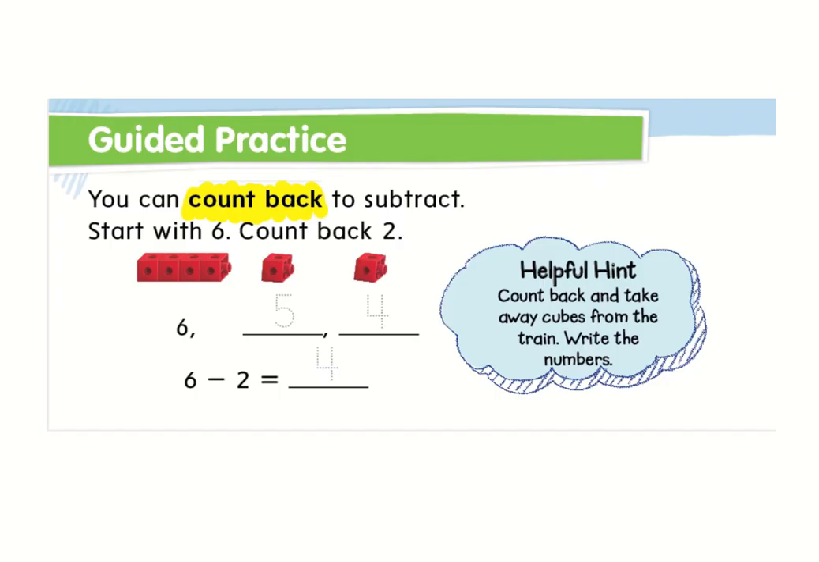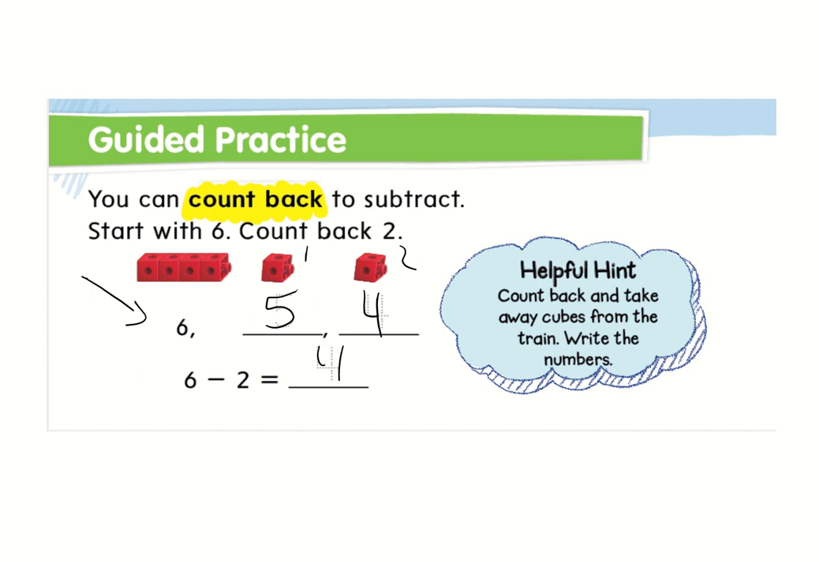You can count back to subtract. So right here it says we're going to start with 6 and we're going to count back 2. So we start with the number 6 and we're going to count back 2 places. So if you count with me, we start with 6 and then we're going to count down. So we have 6, 5, 4. So that means we just took away 1 and 2 spots right there. I'm jumping down 2 spots. So 6 minus 2 is going to equal 4.